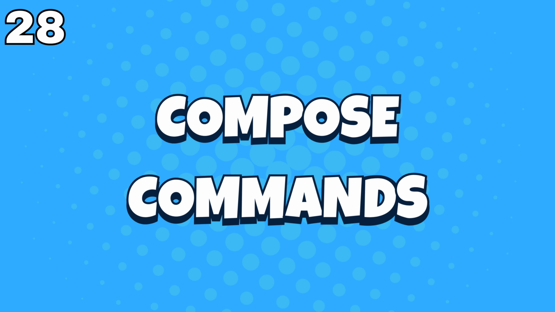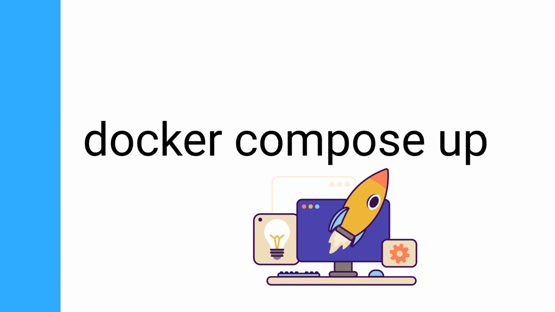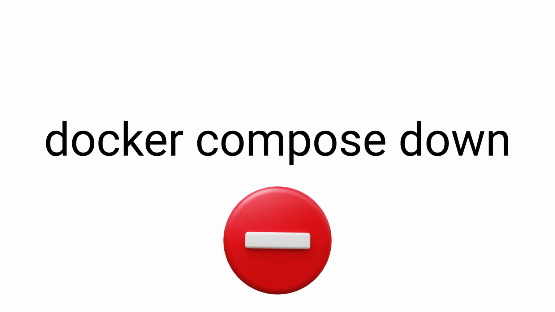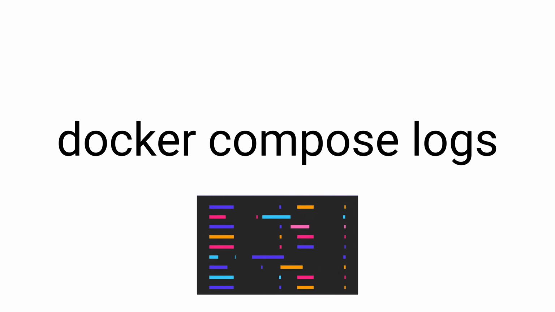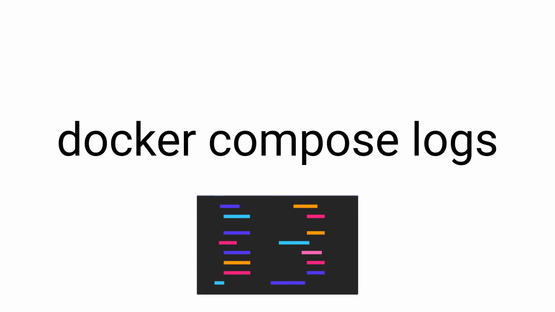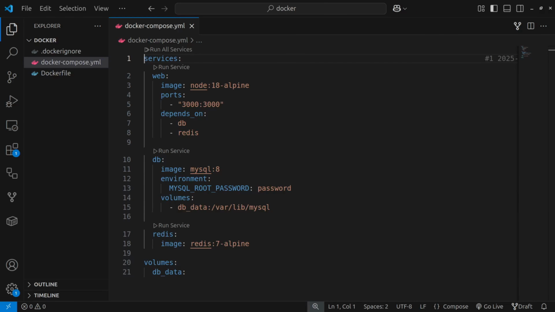Now that you've written your Docker Compose file, how do you actually run it? You'll mostly use three main commands. docker compose up starts all your services. Add -d to run them in the background. docker compose down stops and removes all the containers, networks, and by default, the anonymous volumes created for the project. It only keeps the named volumes. docker compose logs shows you the combined logs of all your containers, which is super handy when debugging multi-container setups. And the best part, you run all these commands from the directory where your Docker Compose file lives. Simple and powerful.